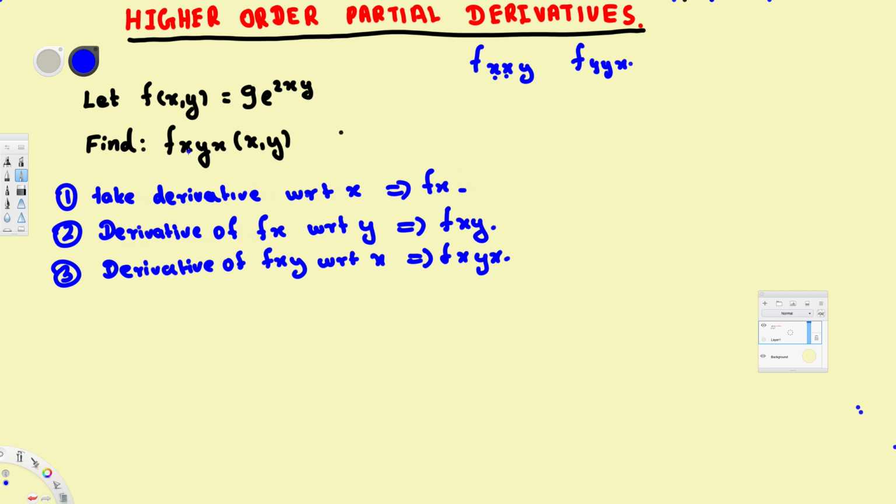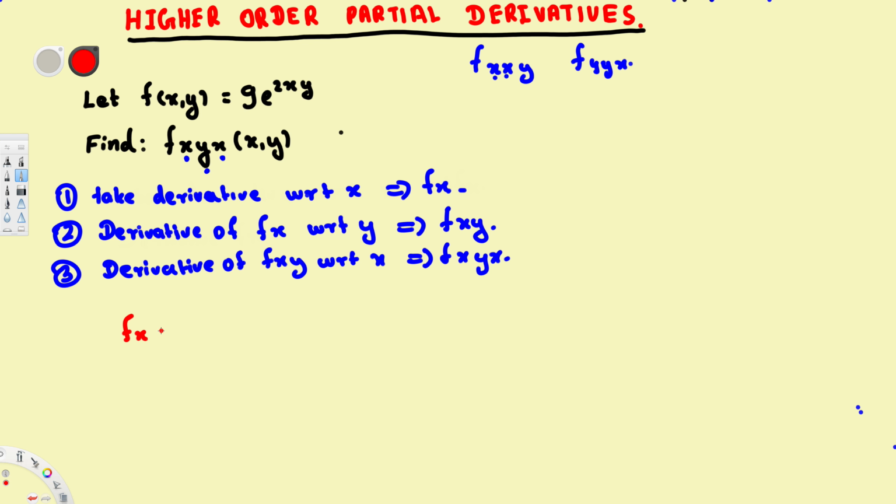Here we have fxyx, that's why we take the derivative with respect to x first, that is fx. Then we take the derivative of this one with respect to y, that's fxy. Then we take the derivative of fxy with respect to x, and that's going to give the final answer. Now let's go ahead and do that. First we are going to take the derivative of this one with respect to x.